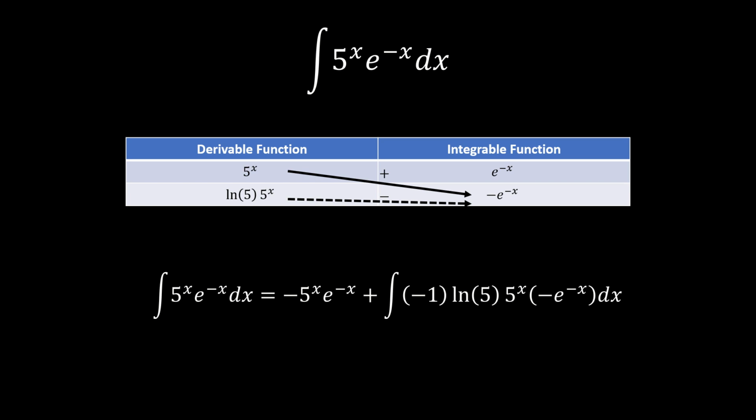And then we'll add to that our horizontal, which will be natural log of 5 times 5x multiplied by negative e to the negative x. And because this is our second term on the right side, we'll also multiply it by negative 1. Because we're using a horizontal, we're going to be integrating this and simplifying.